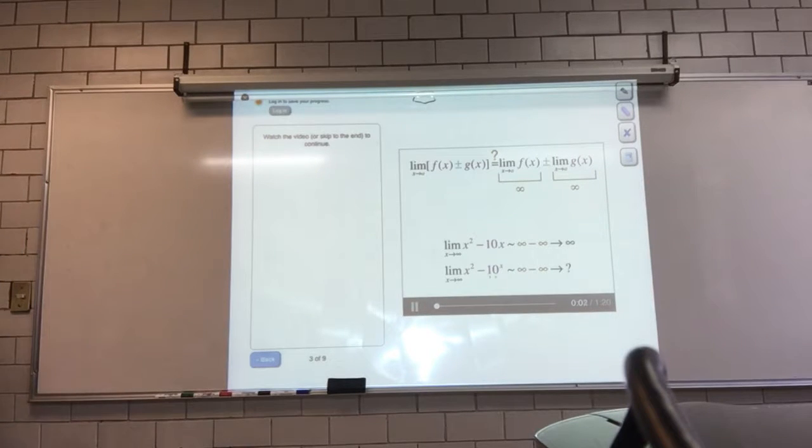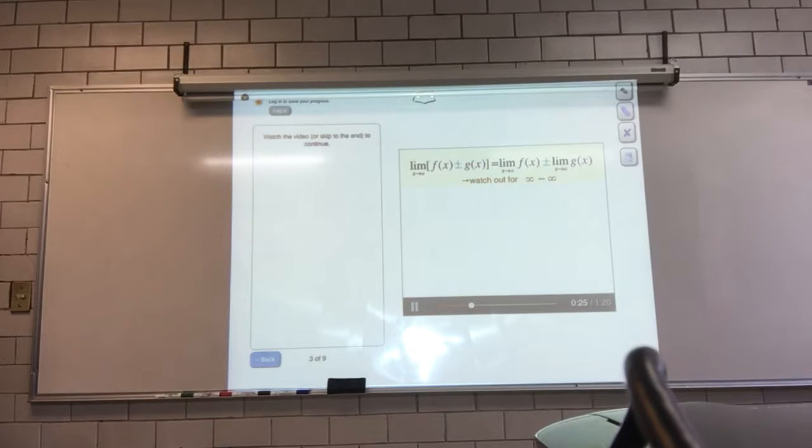Right. The 10 to the x grows faster than the x squared, so the limit goes to minus infinity. In general, infinity minus infinity can be anything. Whenever you see infinity minus infinity, you have to carefully evaluate the limit. You can't just subtract infinities and call it a day. Let's make a note to remind us when this rule doesn't apply.